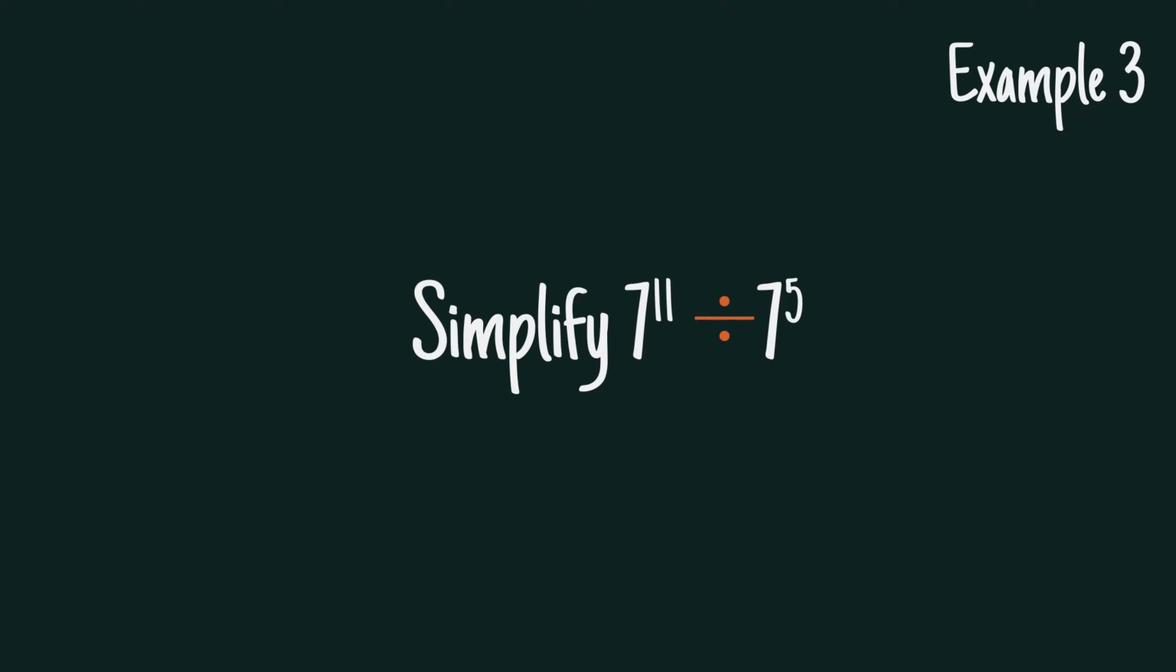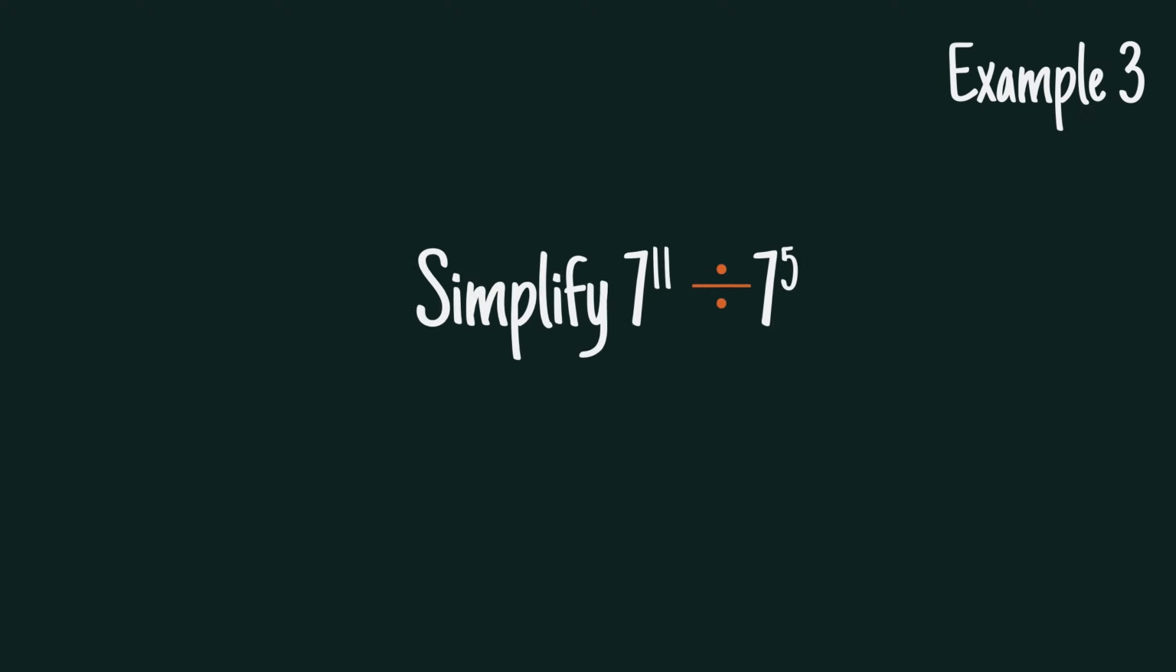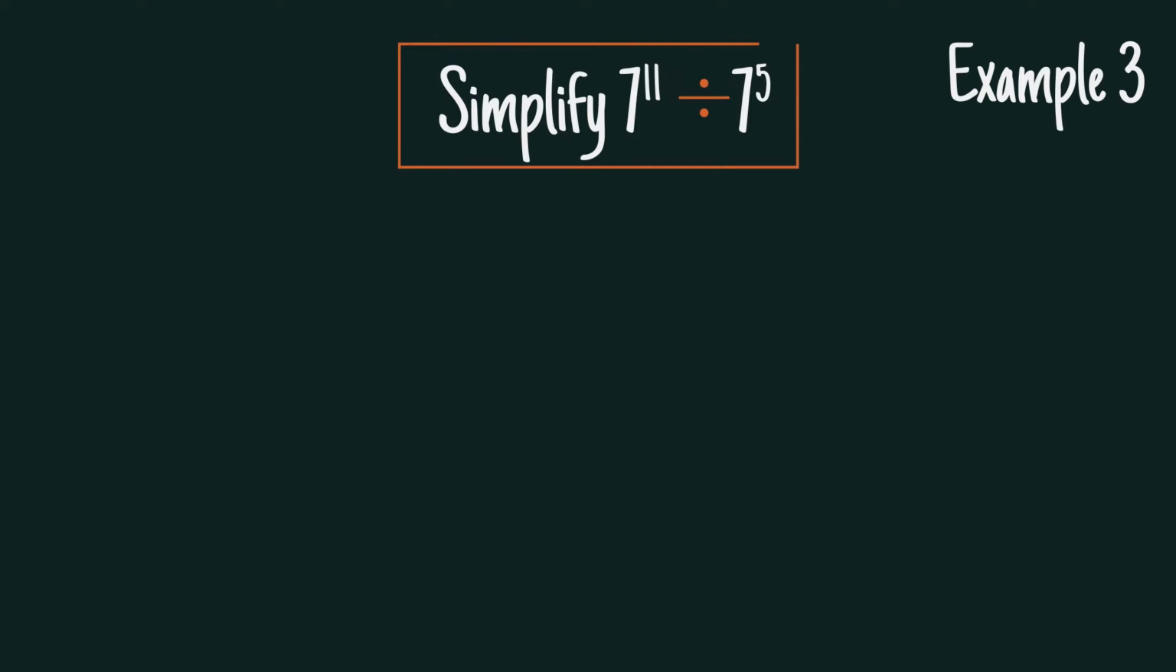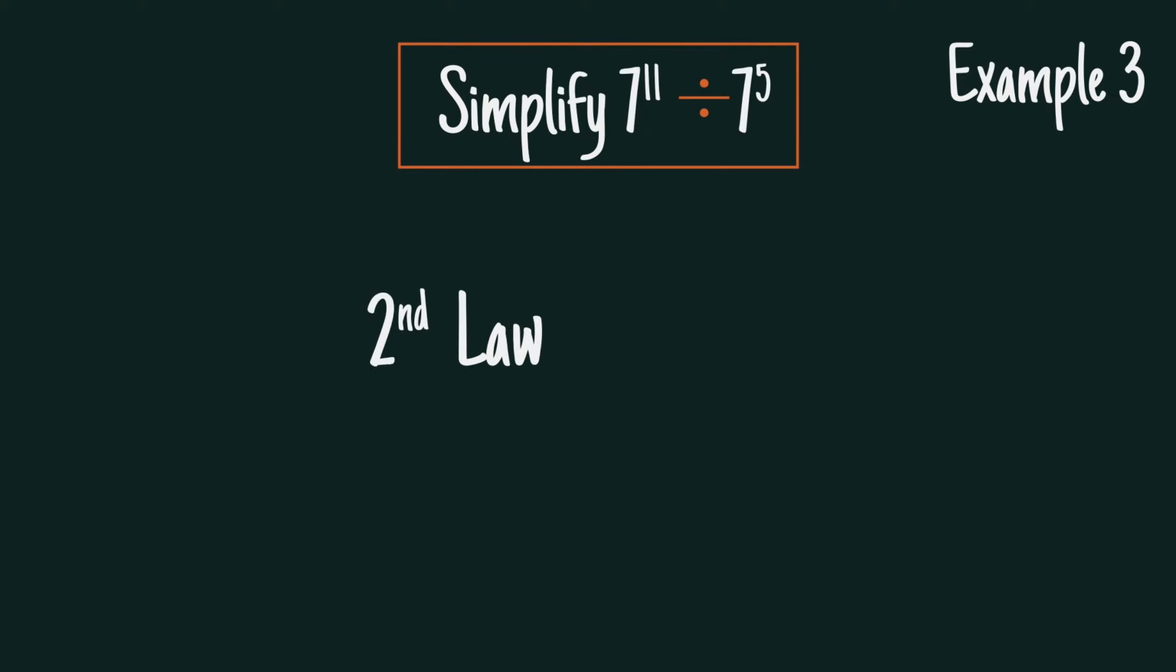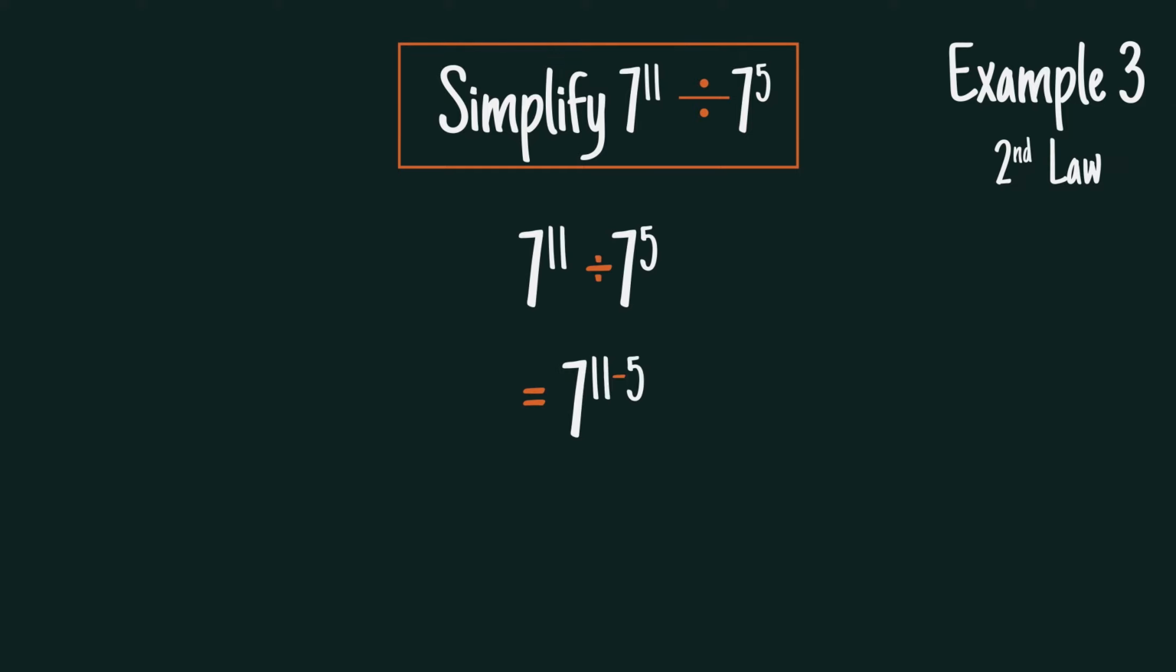Next, in example 3, 7 to the power of 11 divides 7 to the power of 5. So the bases are the same, but the operation this time is division. Hence, we employ the second law. 7 to the power of 11 minus power 5, and you will get 7 to the power of 6 as the answer.